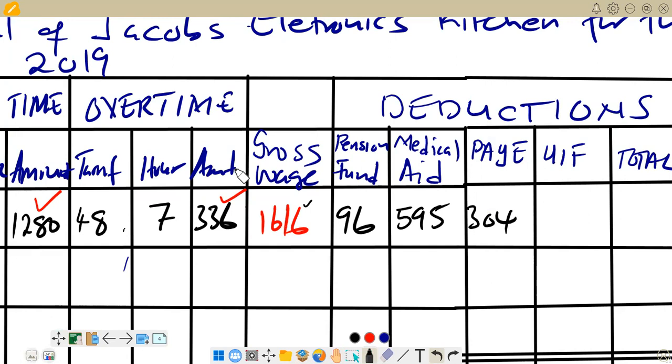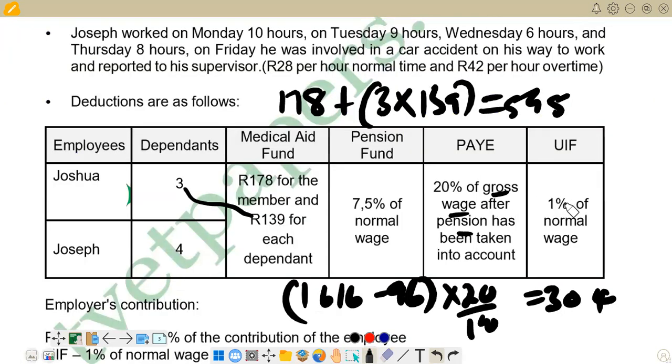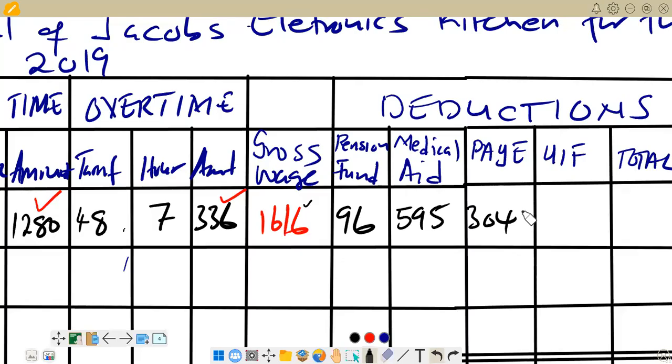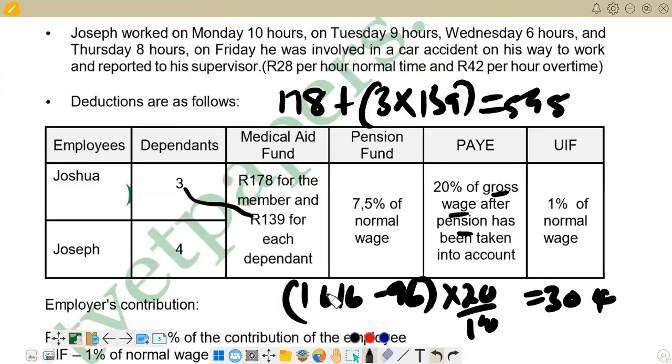So for UIF now, we are told that it is 1% of normal wage. So let's go and check what we have in terms of normal wage. Our normal wage, remember, it's 1,280. It's saying 1%, so we're multiplying 1,280 times 1%. So what are we saying?